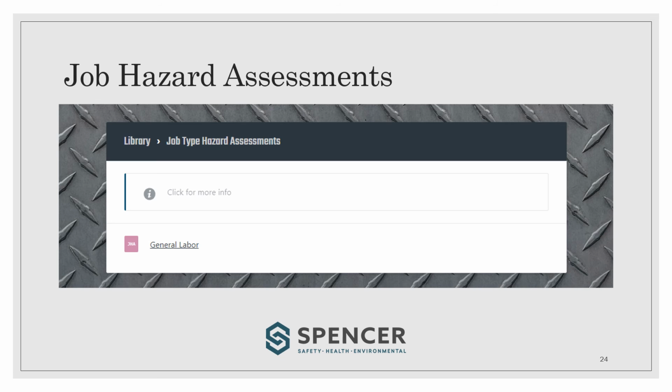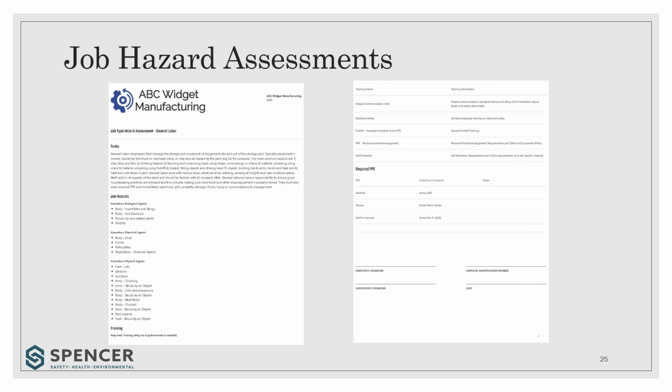Also in the library, you can store job hazard assessments. And this is an example of a job hazard assessment that was developed in MyMomentum. And from that, you can generate a report that notes the task of a specific job, the potential hazards, the required training, and the required PPE. And this is great for onboarding new employees. And you can have them sign and date the document just to ensure that they're aware of the potential hazards of the job.